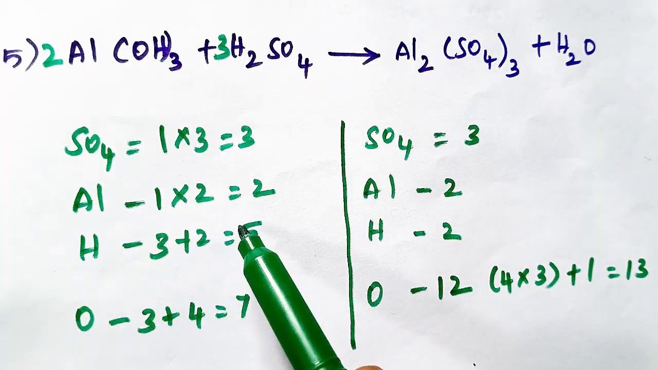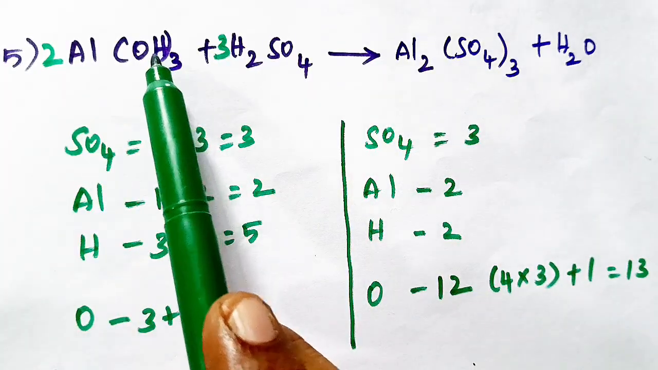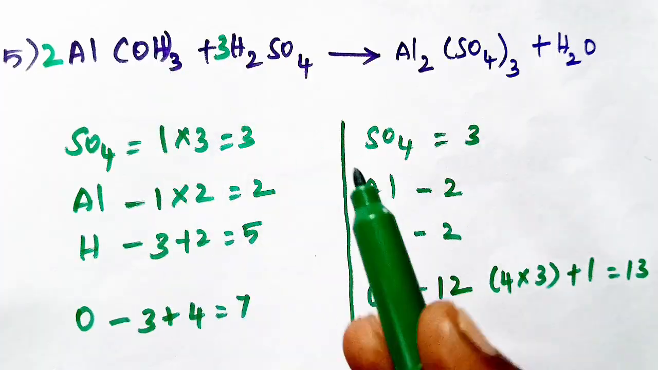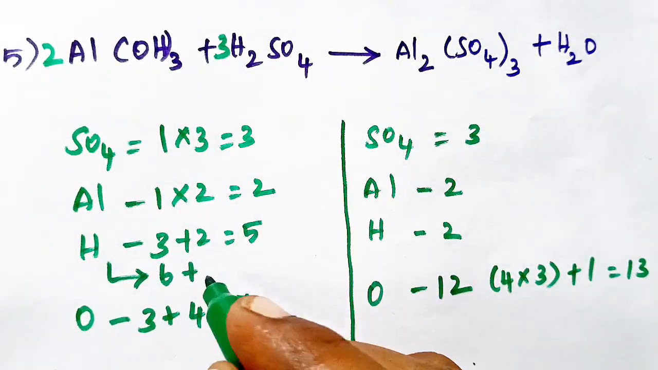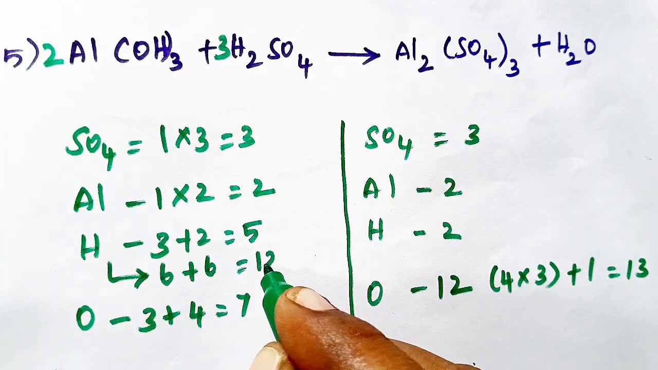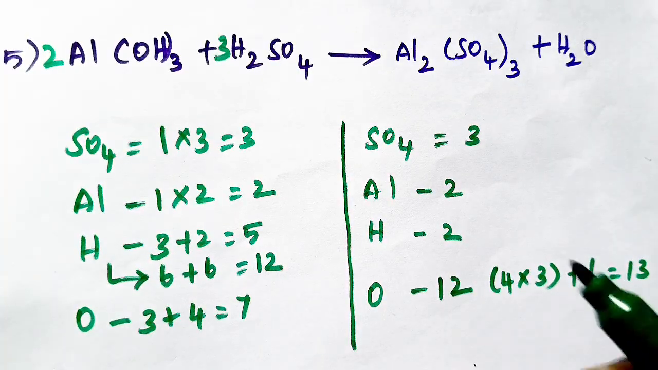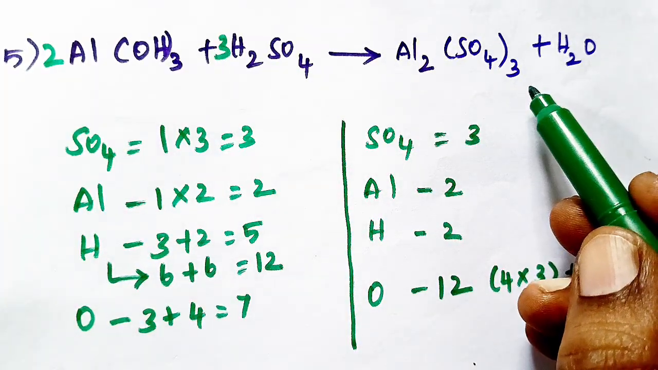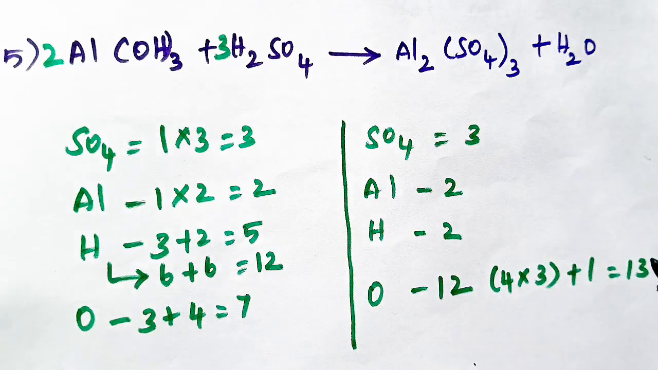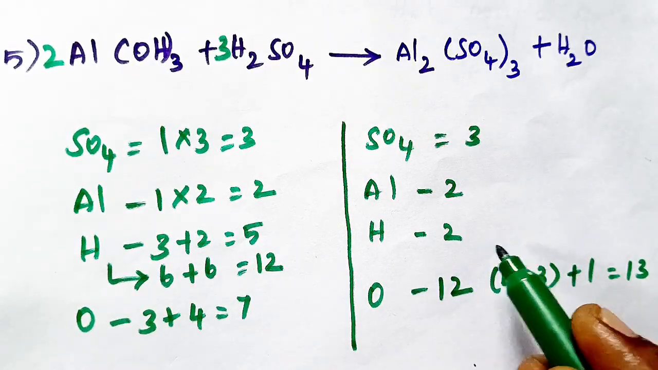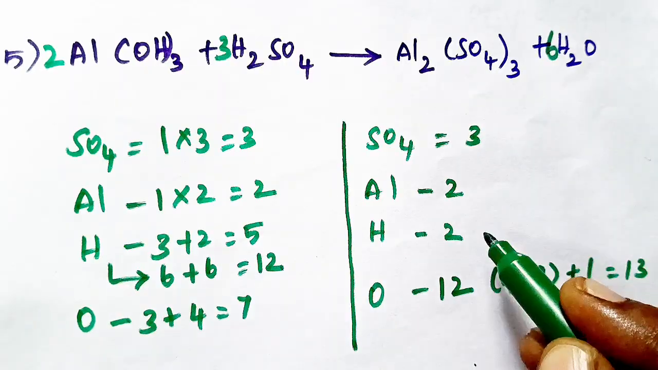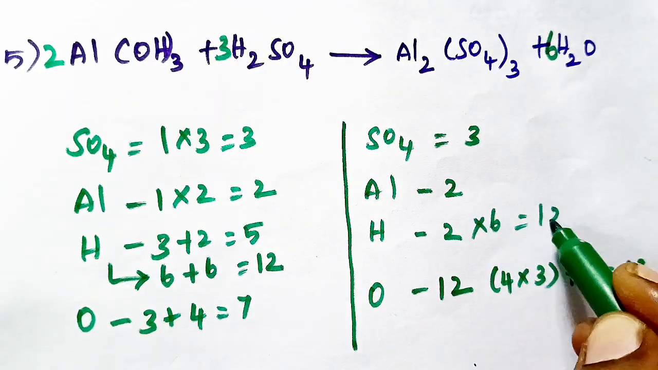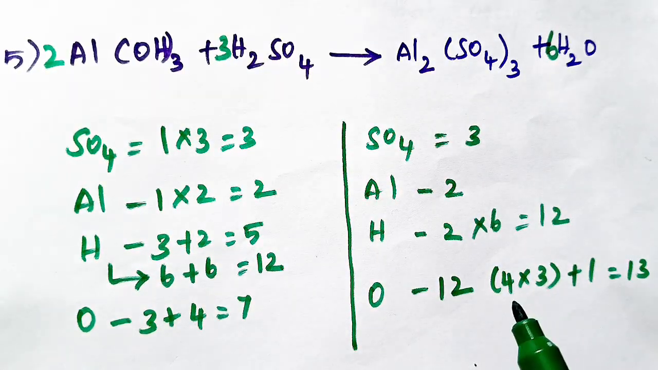So next balance your hydrogen. So already you have 5 hydrogen, it is changed here: 2 3s are 6, 2 3s are 6 plus 3 2s are 6, so it is changed to 12 hydrogen. On this side you have only 2 hydrogen, so to get 12 you should multiply with 6. So 2 into 6, 12, so you will have 6 H2O.